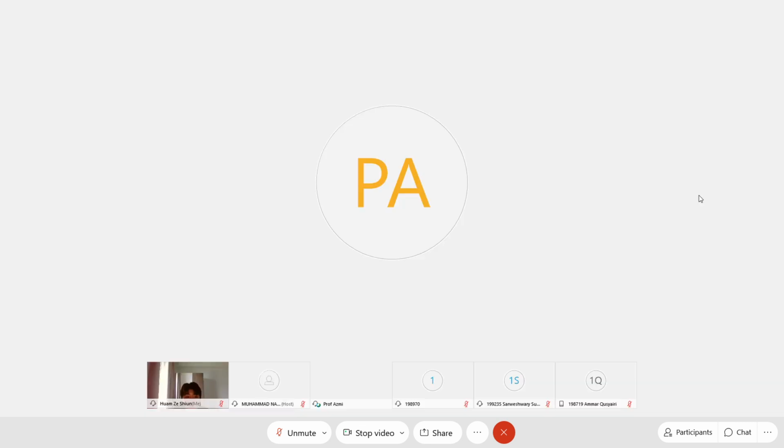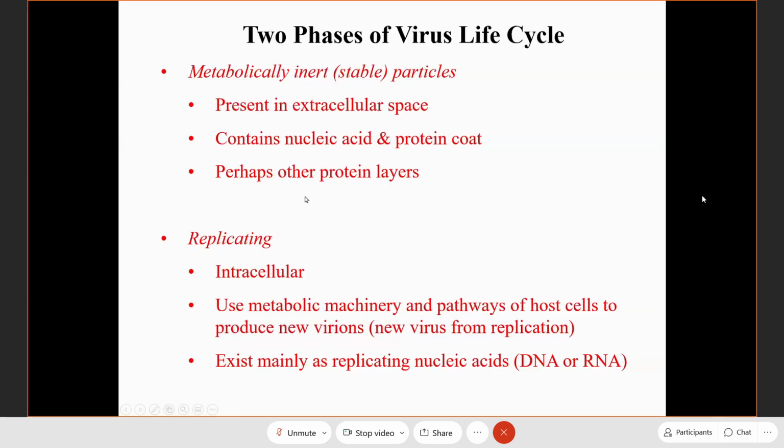The virus contains nucleic acid and protein coat, and also perhaps protein layers. Nucleic acid, DNA or RNA. Then after that, you have the capsid. Some viruses have nucleic acid and capsid. Some viruses have nucleic acid, capsid, and envelope. The virus with envelope, we call it an enveloped virus. The virus without envelope, we call it a naked virus, a non-enveloped virus or naked virus.